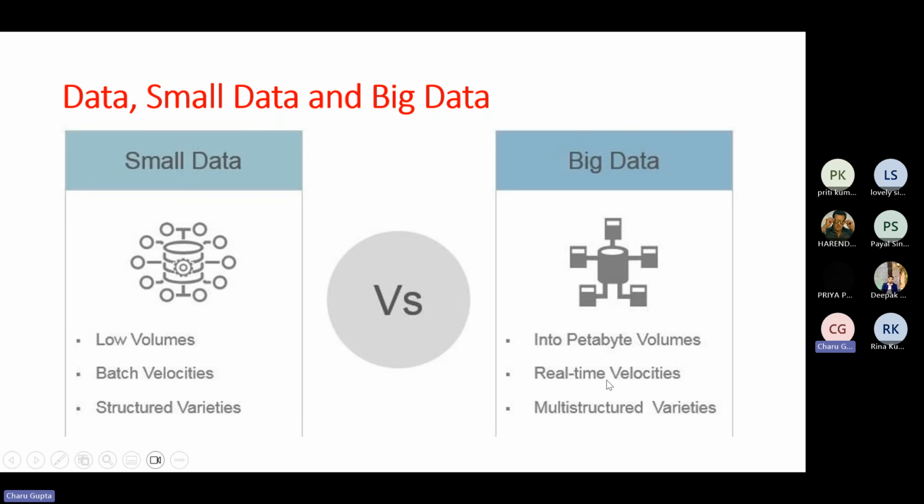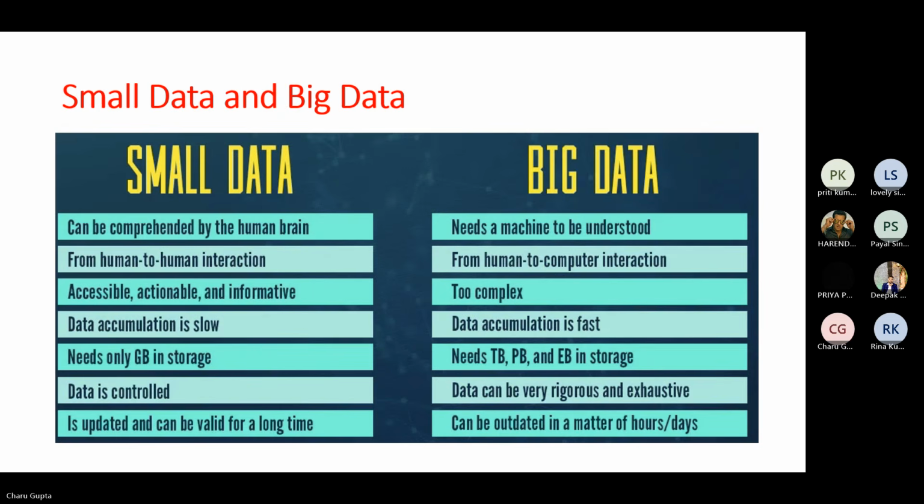Whereas real time velocities is banking data, which is being updated every second. Every second, thousands of transactions are being done. Every second, online transactions are being done. So that is a real time velocity. It is changing every second.